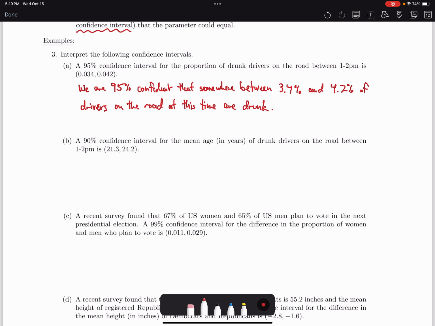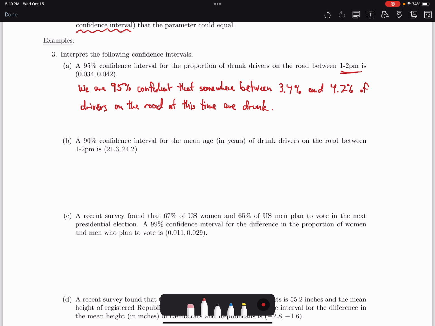Okay, so your confidence or your interpretation could say something like this. We're 95% confident that somewhere between 3.4% and 4.2% of drivers on the road at this time are drunk. This time, right, are drunk. So from 1 to 2 p.m. You could say that differently.